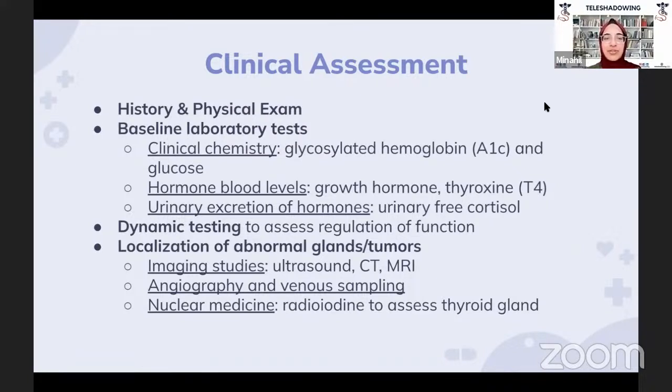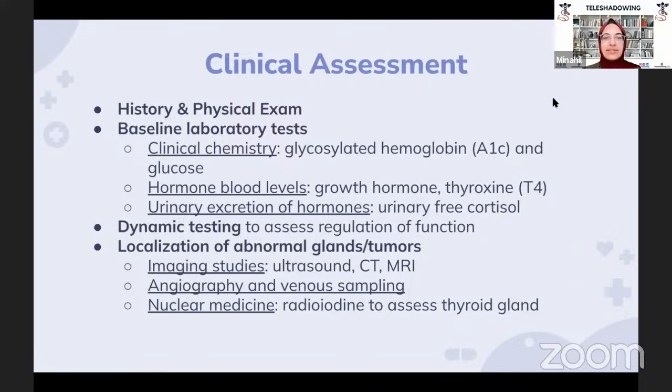Also, the hormone blood levels, like you can actually check for hormones like growth hormone, T4, thyroxine. And also another way you can check labs is through a urinary excretion of hormones. So you can actually assess for free cortisol if you're suspecting an adrenal insufficiency. You can also do dynamic testing.